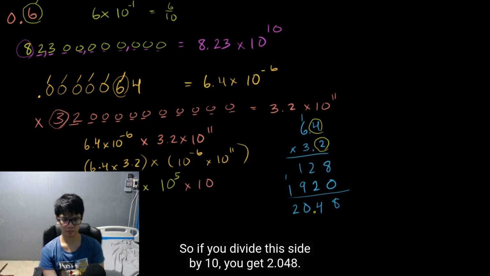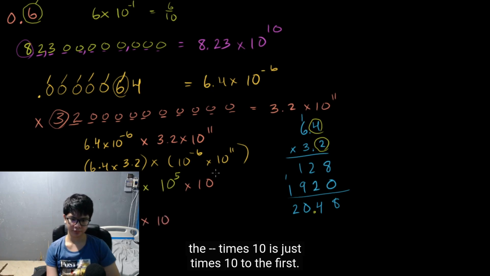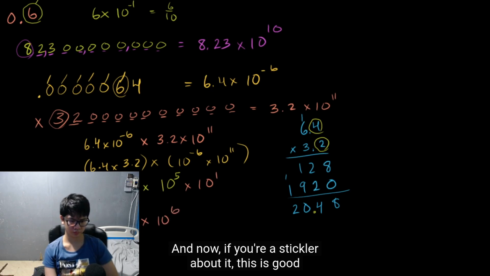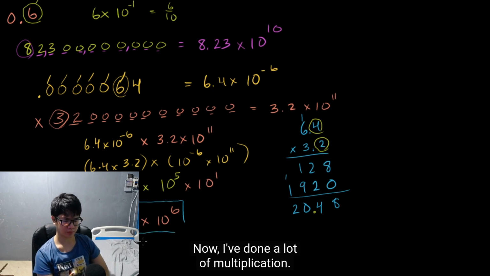So if you divide this side by 10, you get 2.048. When you multiply that side by 10, you get times 10 to the... times 10 is just times 10 to the first. You just add the exponents, times 10 to the 6. And now if you're a stickler about it, this is good scientific notation right there. I've done a lot of multiplication.